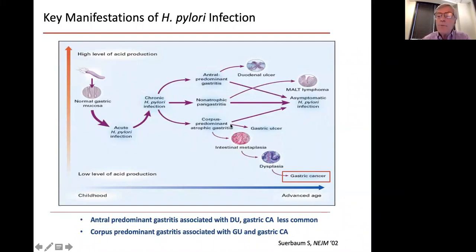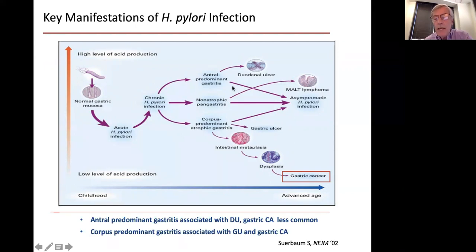Although many of these people will be asymptomatic, it's important to recognize that the atrophic gastritis can progress to metaplasia, dysplasia, and of course, gastric cancer. So we're most worried about gastric cancer in people with dysplasia who have corpus predominant atrophic gastritis.